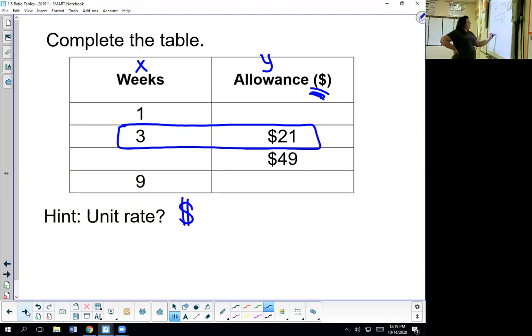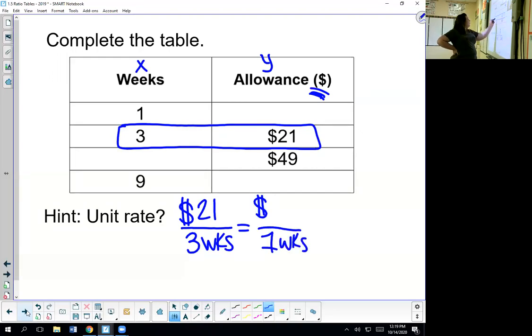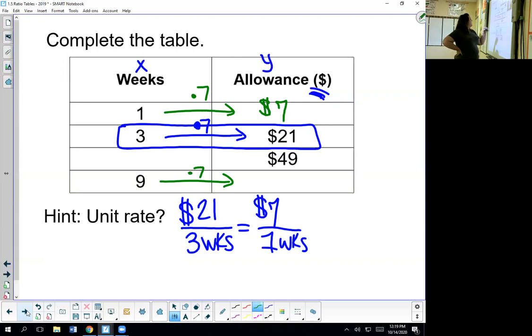So remember, money goes on top, or some of you already see this, but it would be $21 for 3 weeks. I want to know, what am I going to make in 1 week? That's basically what I'm doing to go forward. Hopefully you can see that without actually doing what I wrote down here. It's $7 a week. Okay? So I just found the answer to the first one. From here to here would be times 7. From here to here would be times 7. So 1 week I make $7. 9 weeks times $7 a week, that would give me $63.